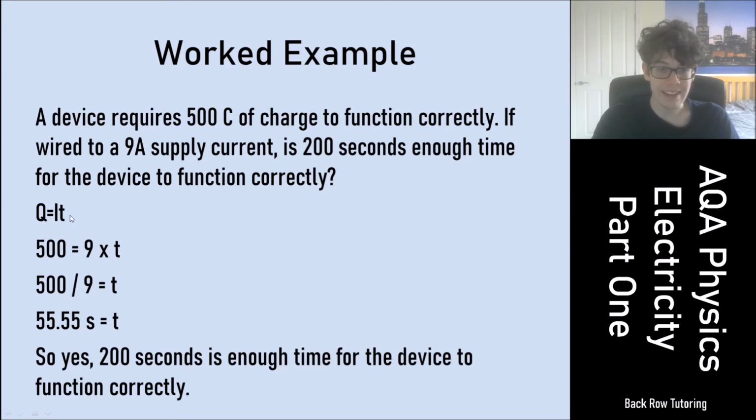Q equals IT. Charge is current times time. 500 is equal to 9 multiplied by t. Well, we're going to move the 9 to the left-hand side. We're going to divide both sides by 9 to get t by itself. And once we've done that, we'll get 55.55 seconds. So if you give this device 200 seconds, the charge transferred will be enough, because it only takes 55 seconds to charge. If you give it 200 seconds to charge, you're going to give it enough electrical energy for it to function correctly.